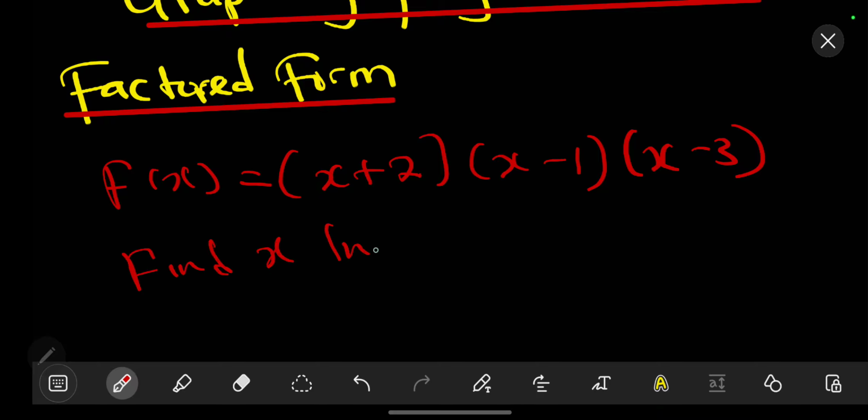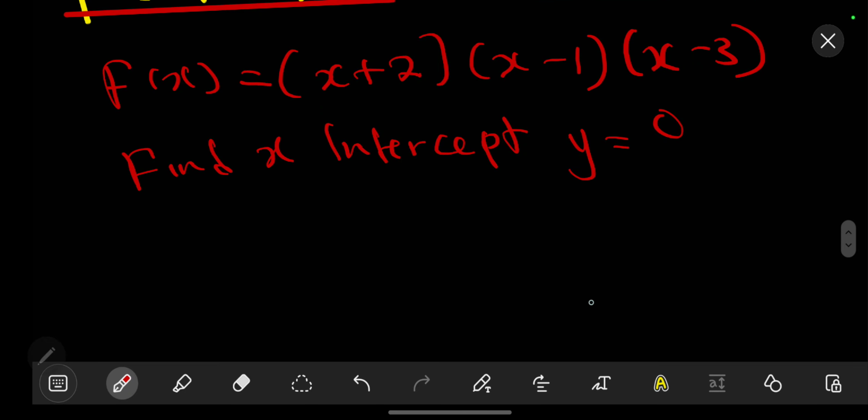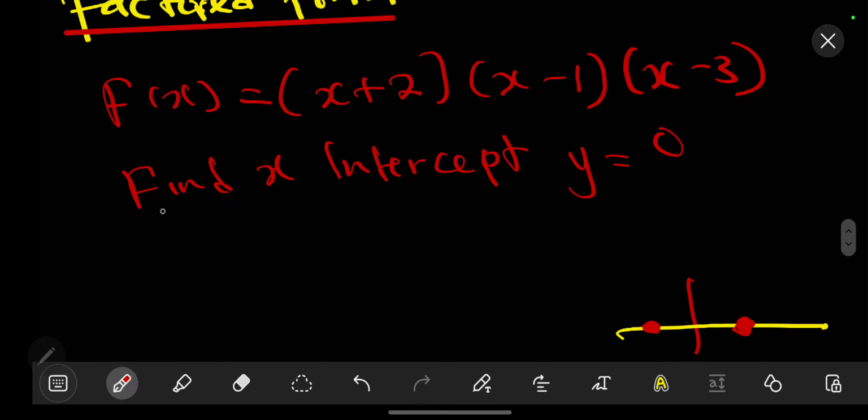Find the x-intercept. So the x-intercept is where y is equal to 0. So at the point of the x-intercept, y is equal to 0. If you look at your graph, the x-intercepts are these points. At these points, your y value is equal to 0 because it's along the x-axis. So where there is f of x, we are going to put 0.